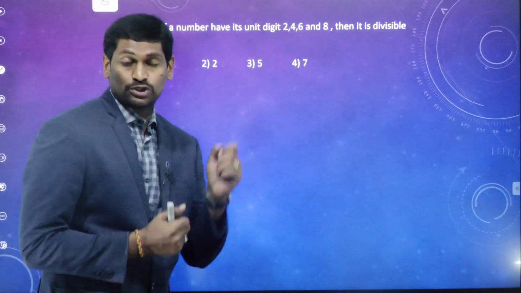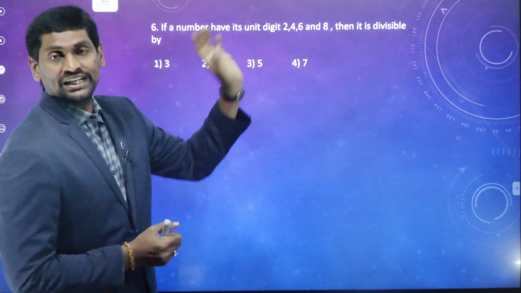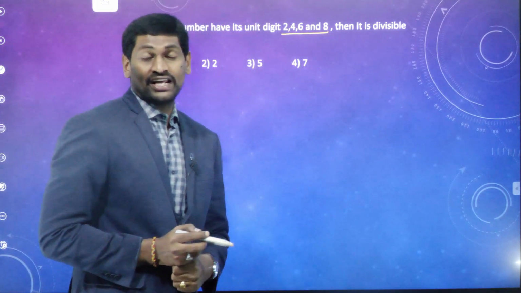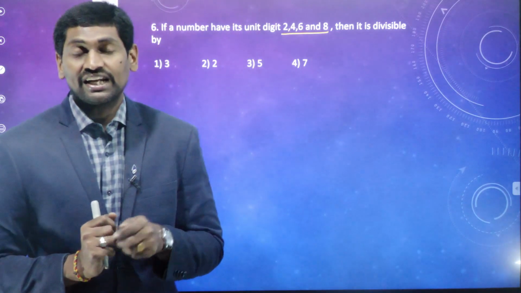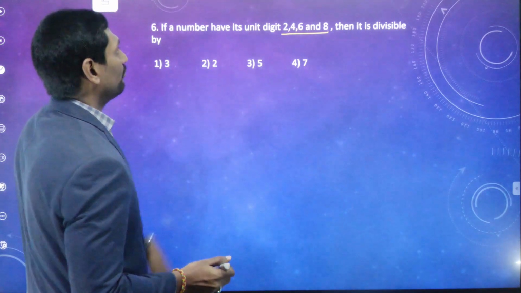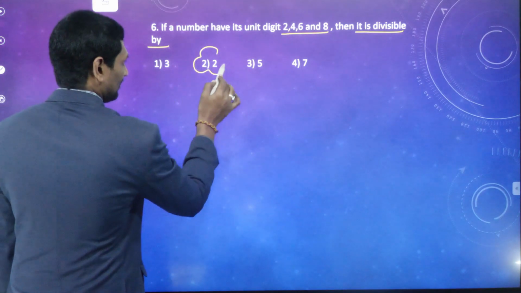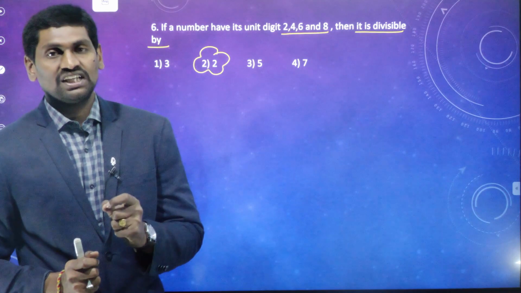Question number 6: if a number has its unit digit as 2, 4, 6, 8, or 0 also, then the entire number is exactly divisible by 2. That is the rule for 2. So therefore it is divisible by 2. Okay, so let us discuss the next problem.